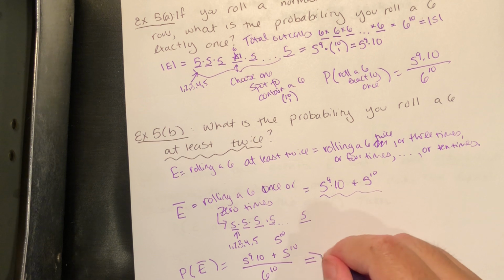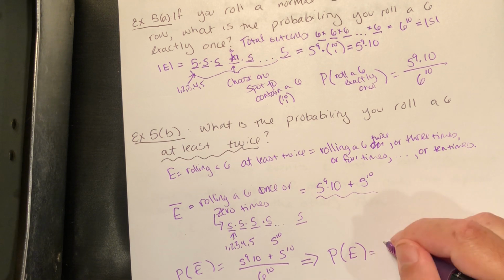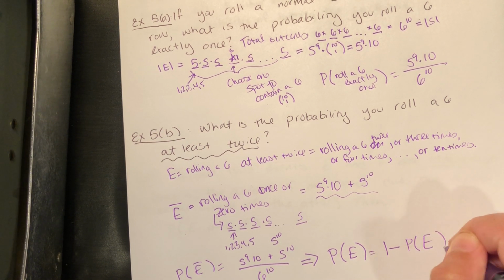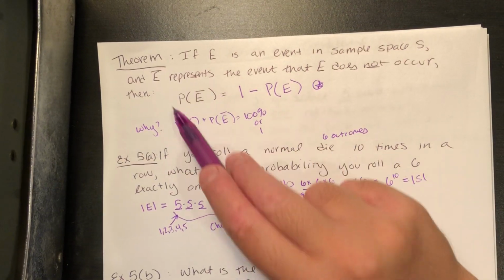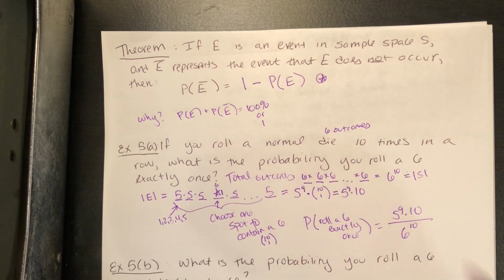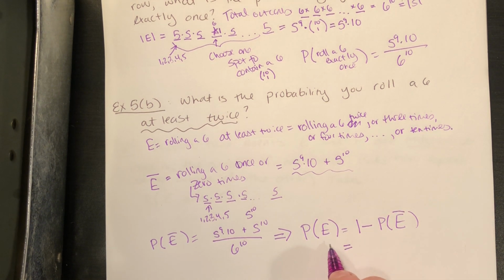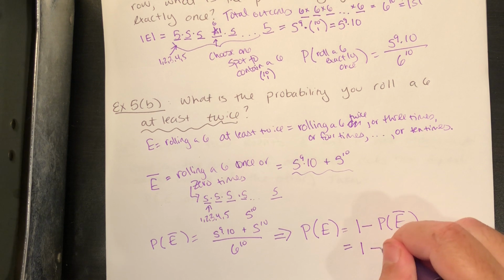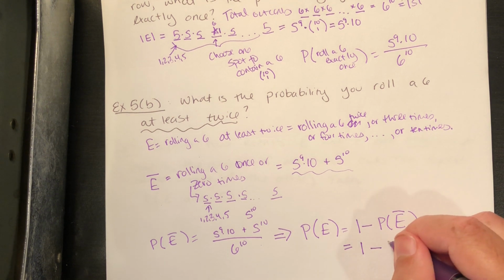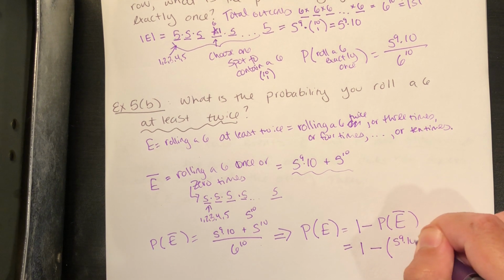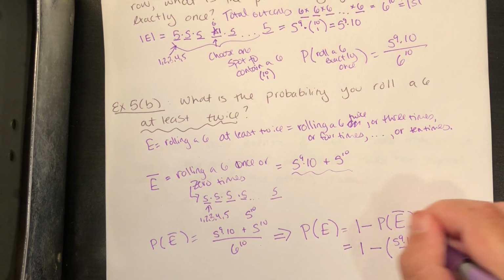And now, using the theorem from above, the probability that I do want to find is equal to 1 minus the probability that I don't want to find. Look up here. This is not exactly how it's written, but you could rewrite this equation to say P of E is equal to 1 minus P of E bar, or E complement. And so we get that the probability that we're looking for, the probability of rolling a 6 at least twice, is 1 minus this probability that we did not roll a 6 at least twice. So 1 minus 5 to the 9th times 10 plus 5 to the 10 divided by 6 to the 10. This is the probability we're looking for.